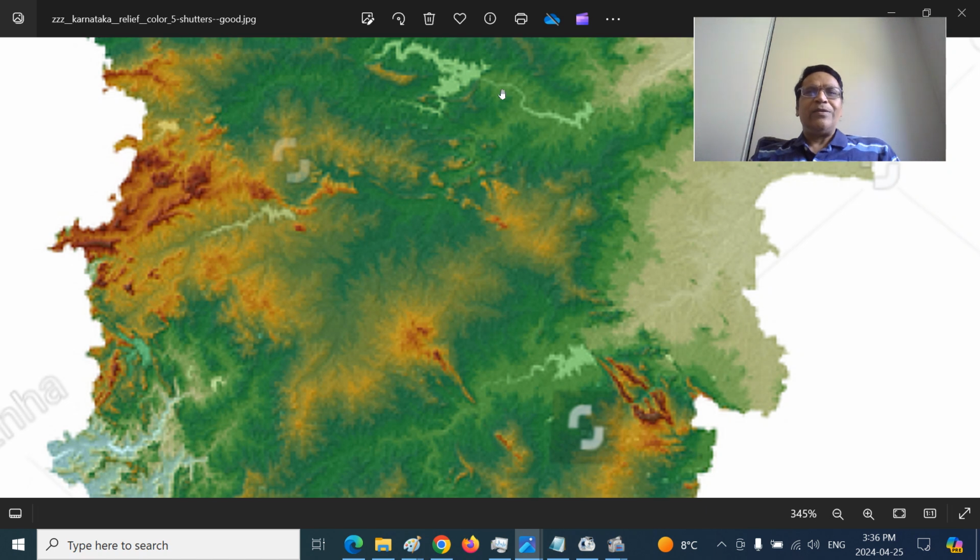So this is the Almatti Dam. There is a place called Chimalgi or Almatti, on which the railway line and roadway pass through, north of Bagalkote. This is Bagalkote. This is the Badami town. This is the Ghataprabha river.